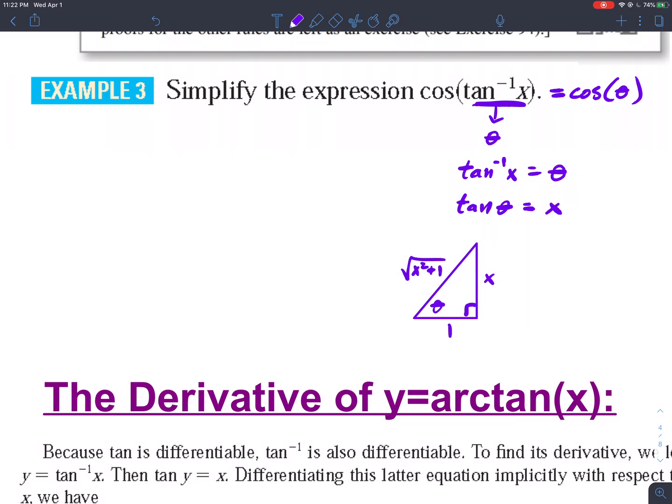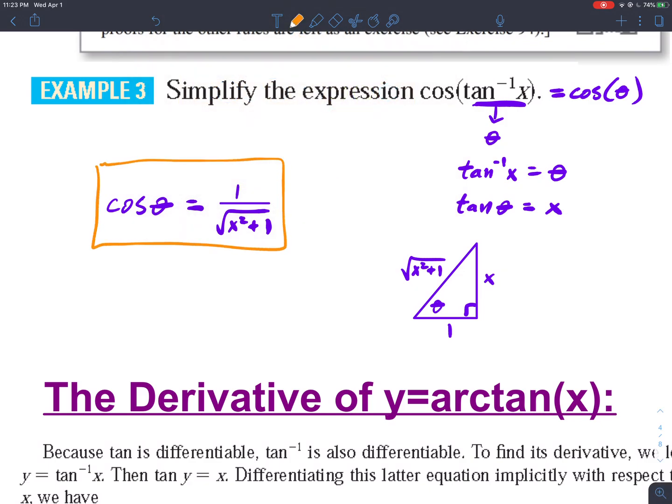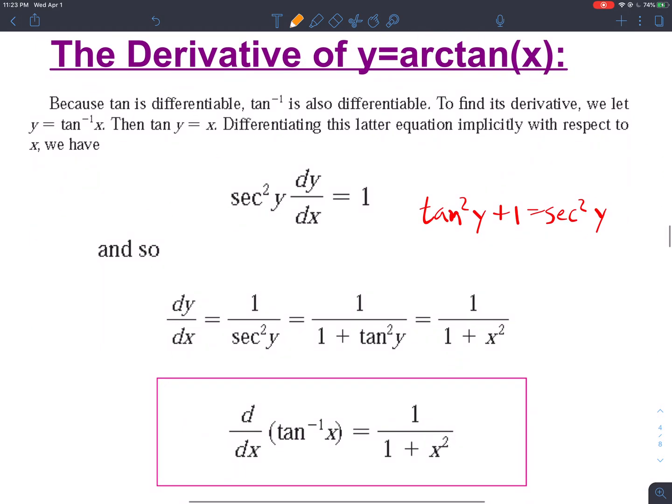Using the Pythagorean theorem to find this, cosine of that same angle theta must be adjacent over hypotenuse. So that must be 1 over square root of x squared plus 1, or again, 1 plus x squared. It's a very simple problem. There it is, done. The reason we're doing this is because it's going to help us with the next problem.